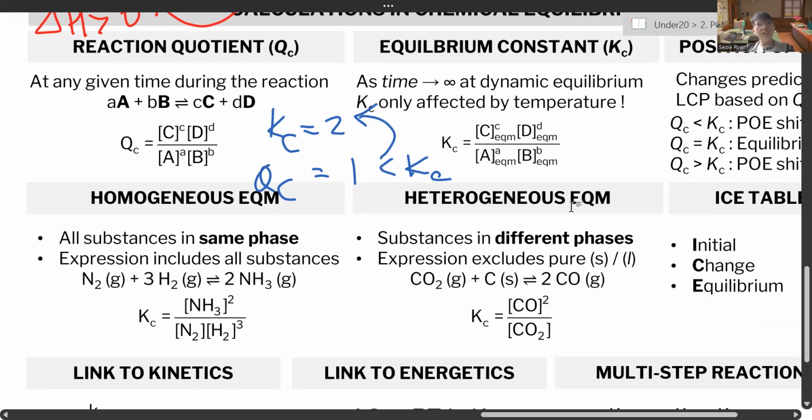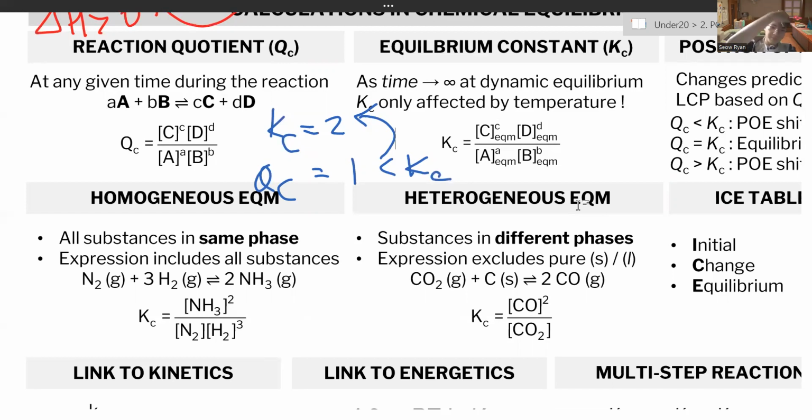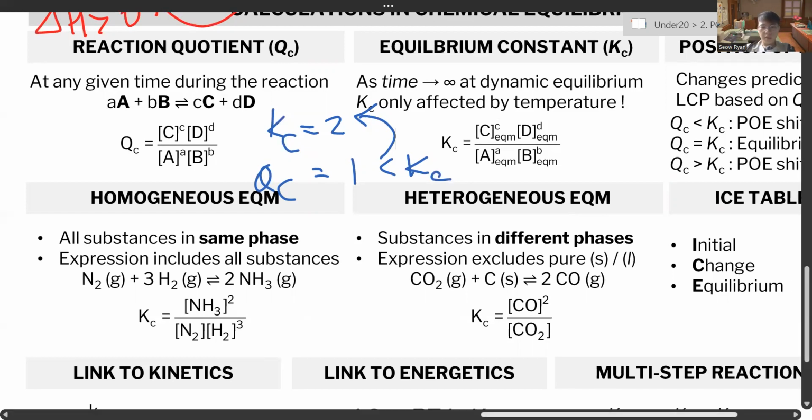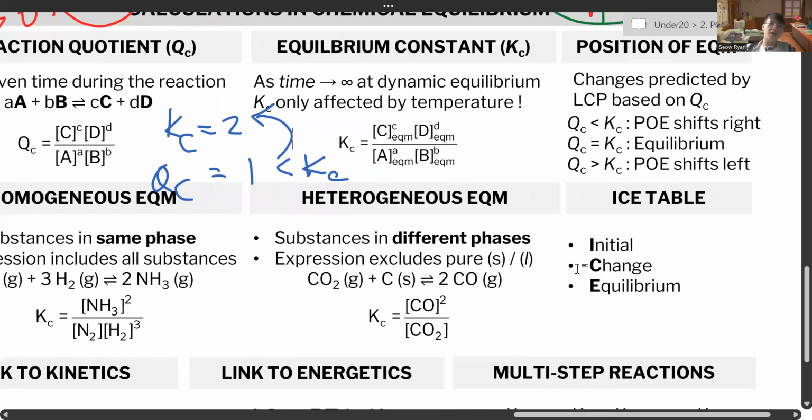Now in heterogeneous equilibrium, this means that the substances are at different phases. So usually we would ignore stuff that is a solid and liquid because the concentration of a solid and liquid doesn't change, right? Now, we usually include stuff that is aqueous or gaseous, but that really depends. So you need to do more of this to figure it out, right?